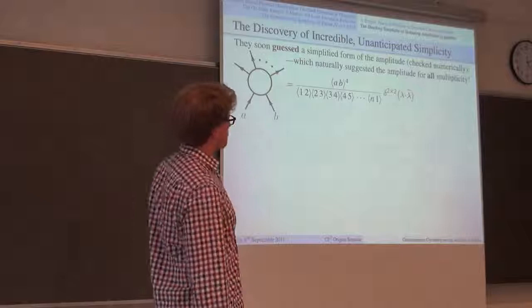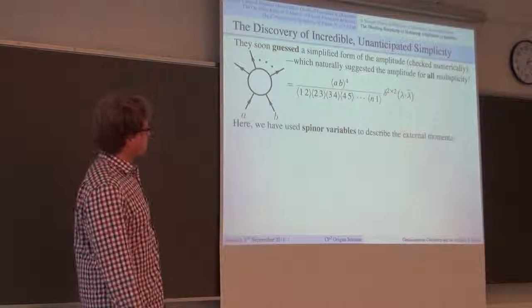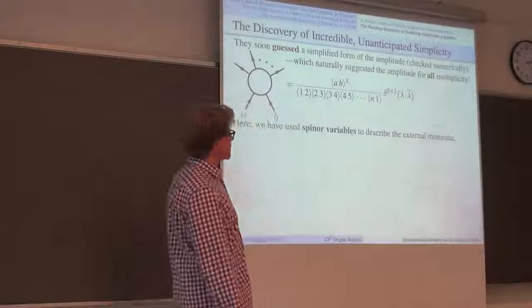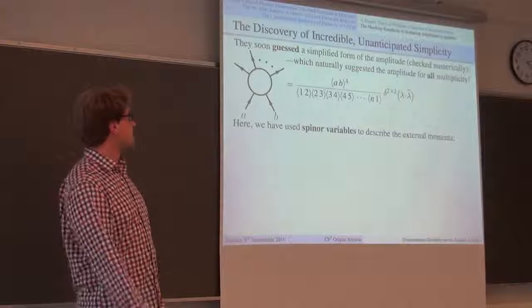So let me explain this notation. There aren't many formulas in this talk, but the few that I write all involve this notation, and it's useful to at least review it for those of you who aren't familiar with it already. This amplitude is written in terms of spinor helicity variables, which are due to van der Waerden in 1927. So they go back quite a long way. The idea is very simple.